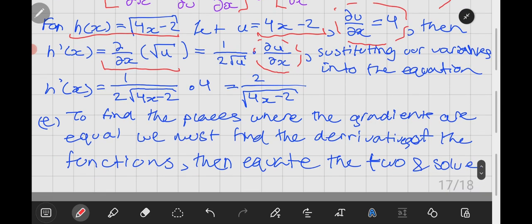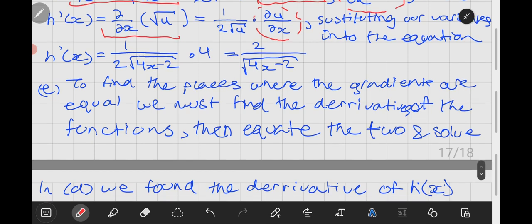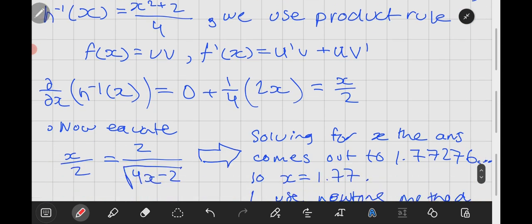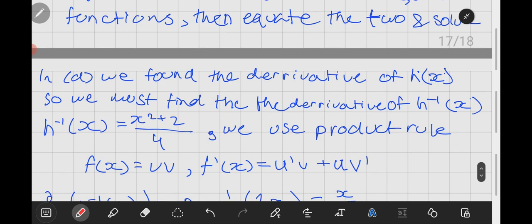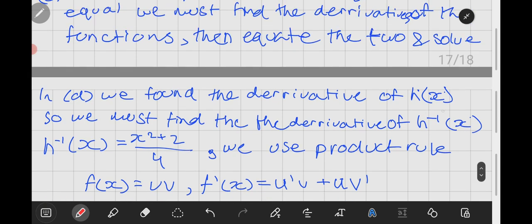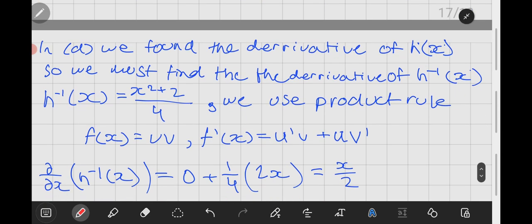Okay? And now for our final question, we are asked to find the two places where the gradients for our equations are equal. Okay? To do that, we have to find the derivatives of h and h to the power of -1 and equate them and solve for their roots, I believe. Yes. So in question D, we already found the derivative of h, so we just have to find the derivative of h to the power of -1.